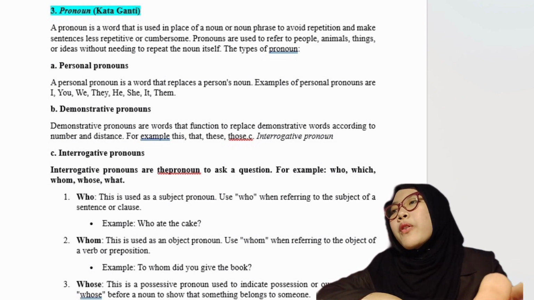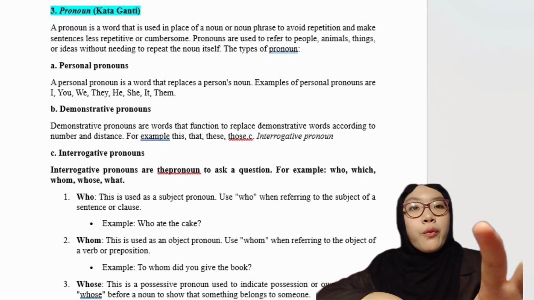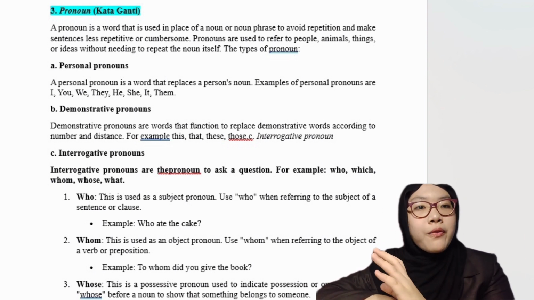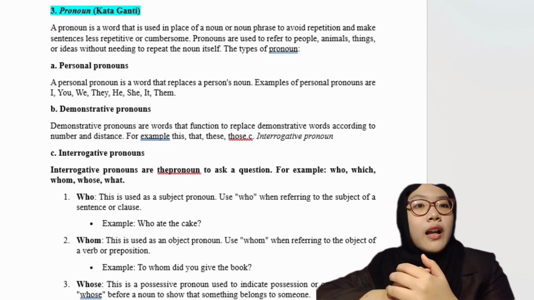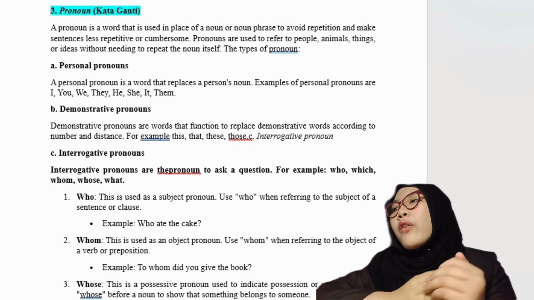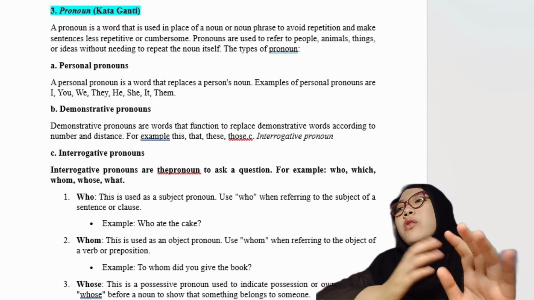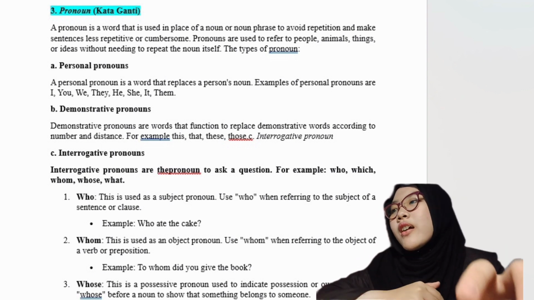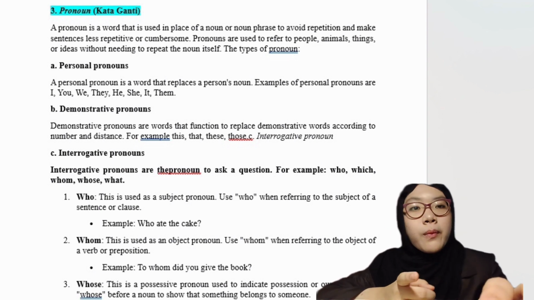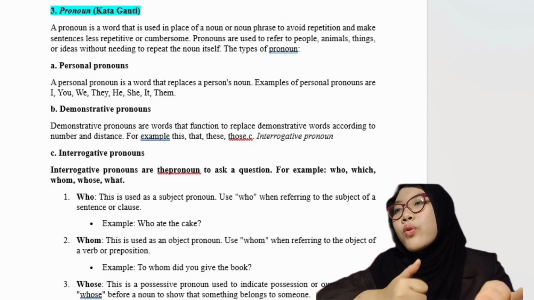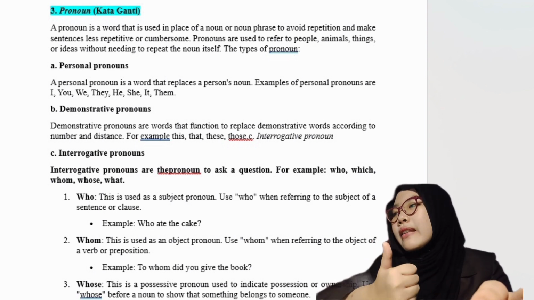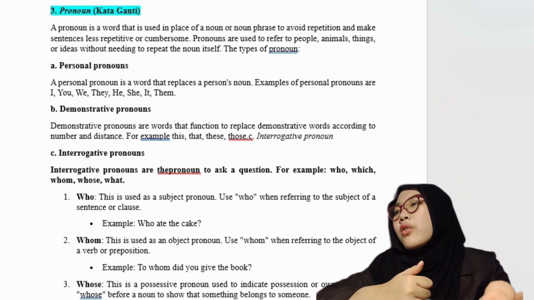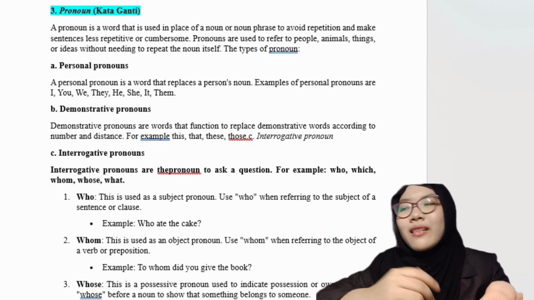The next one is about the interrogative pronouns. Of course, in Indonesia we also have that one, right? Interrogative pronouns are used to ask a question. For example, who, which, whom, whose, what. Who is used as a subject pronoun, of course. Use who when referring to the subject of a sentence or clause. Who ate the cake? Something like that.